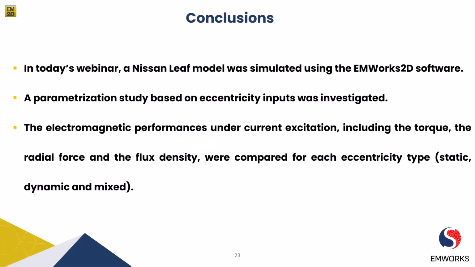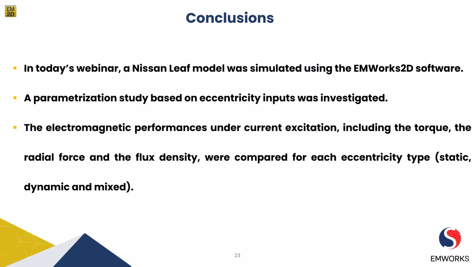in today's webinar, a simulation of a Nissan Leaf model was conducted using EMWorks 2D software. The purpose of the simulation was to perform a parameterization study focusing on different types of eccentricity inputs. In this study, the focus was on 3 types of eccentricity: static, dynamic, and mixed. The simulation aimed to evaluate the electromagnetic performance of the motor under current excitation, specifically analyzing 3 key parameters: torque, radial forces, and flux density.